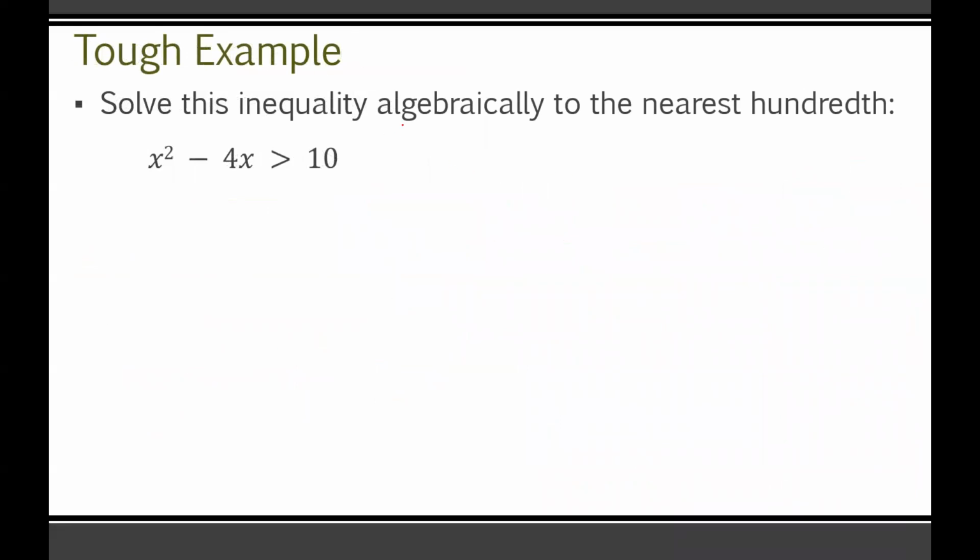Solve this inequality algebraically. No graphing calculators for these people. To the nearest hundredth. It's always bad news when you see that, to the nearest hundredth. You always know you got something crazy coming here. Okay, first things first though, just like the other ones, we got to get one side to equal 0. So why don't we just move 10 over to the other side? We'll have x squared minus 4x minus 10 is greater than 0.